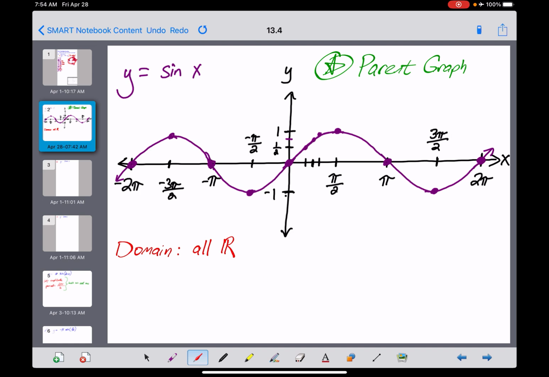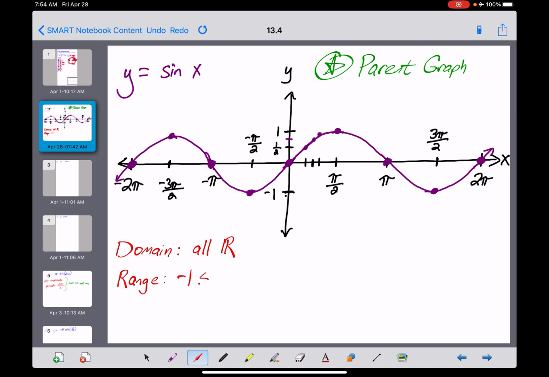Once you start talking about domain, we also need to talk about range. This is the set of all y values, and this one is limited. What you guys will notice is that the lowest value on this curve that you're ever going to hit is -1, and the highest value you're ever going to hit is +1. There's lots of ways of writing that, but what I like to do is this compound inequality.